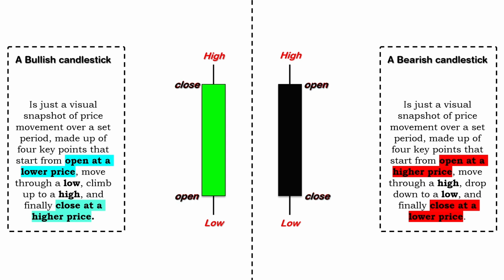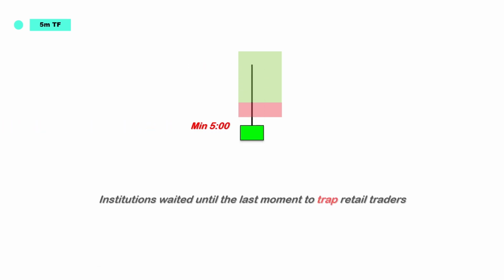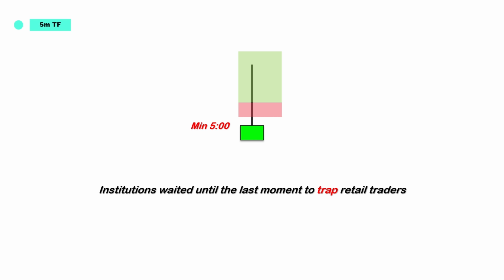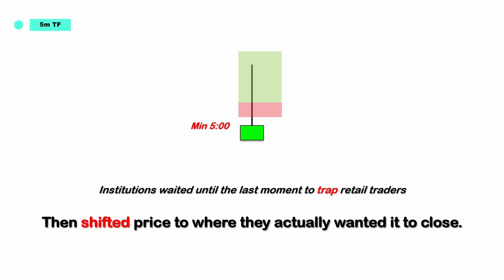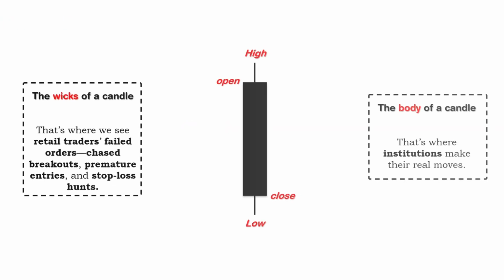Why? Because by manipulating the close, they control trader sentiment and create false expectations. Imagine you enter a buy trade at the start of a 5-minute candle expecting an uptrend. The price moves up smoothly until minute 4:48. Suddenly, in the last few seconds, the price reverses sharply, closing below your entry. What just happened? Institutions waited until the last moment to trap retail traders, then shifted price to where they actually wanted it to close. Retail traders create wicks, institutions control the bodies.